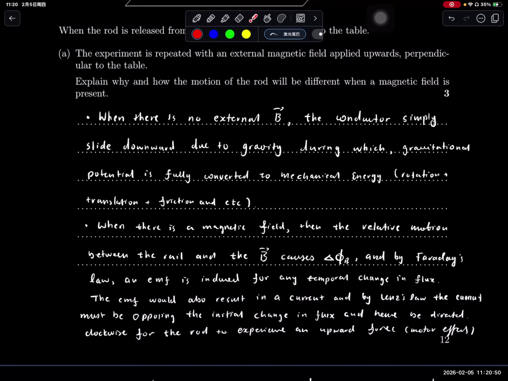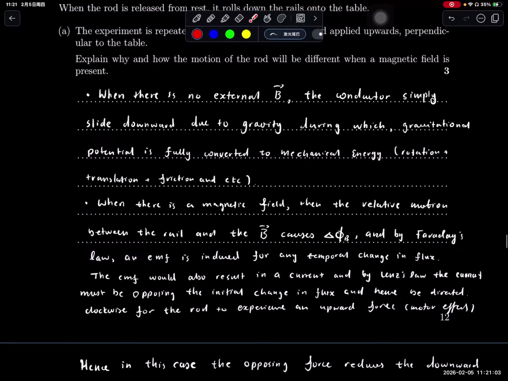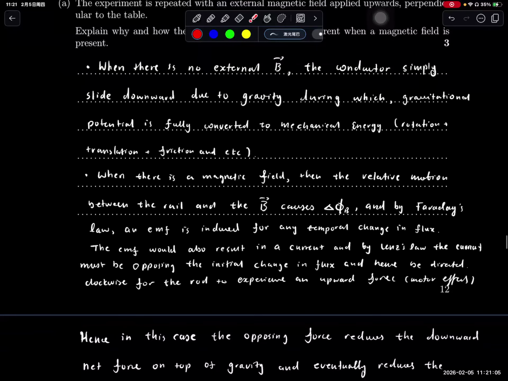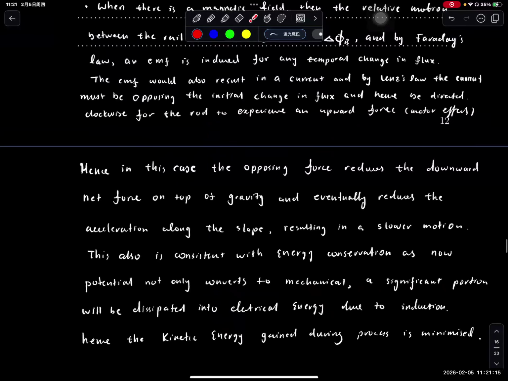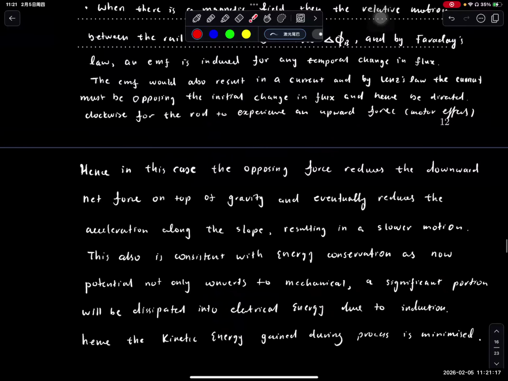There is relative motion between the rail and the magnetic field, which causes changing flux. You could also talk about the motional EMF in this case, right? And then define Faraday's law, and then say something about current, and then use the right-hand rule for Lenz's law to determine the direction of current. It turns out to be clockwise like this. So this current ends up opposing the falling motion of the rod.